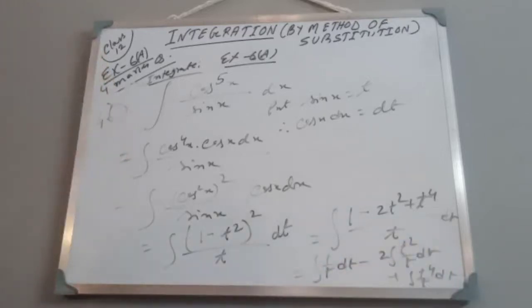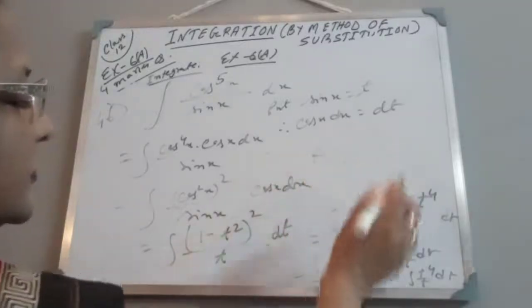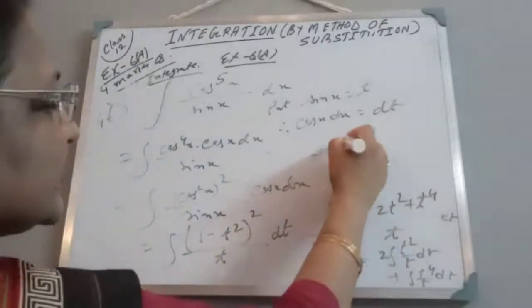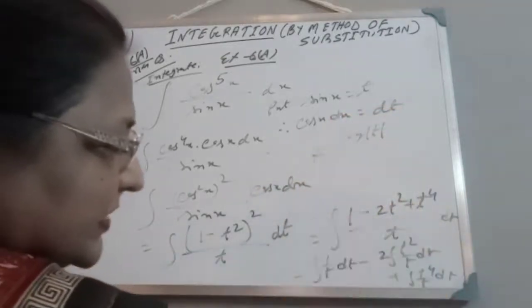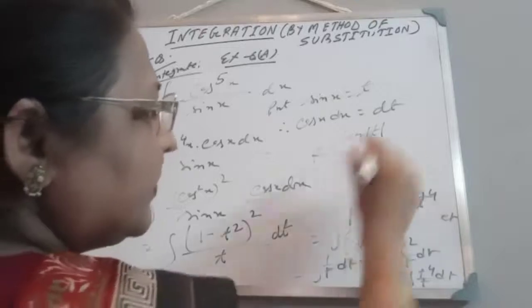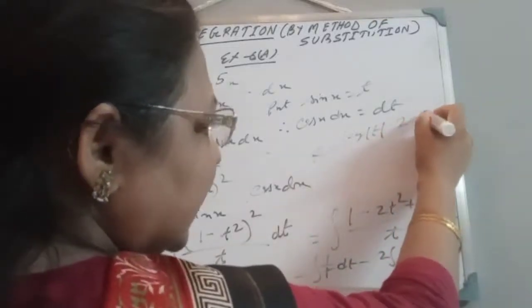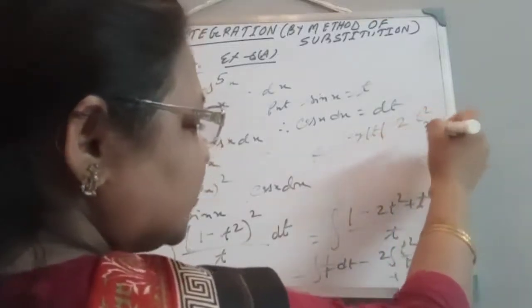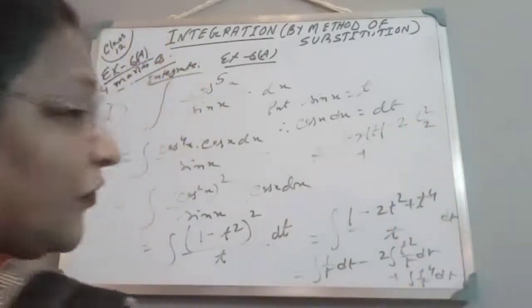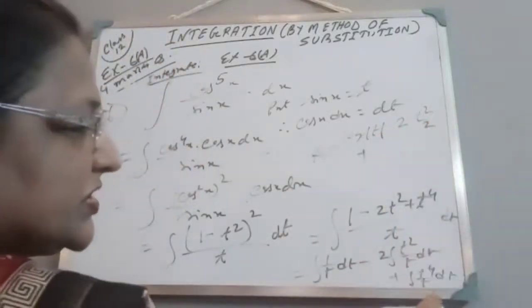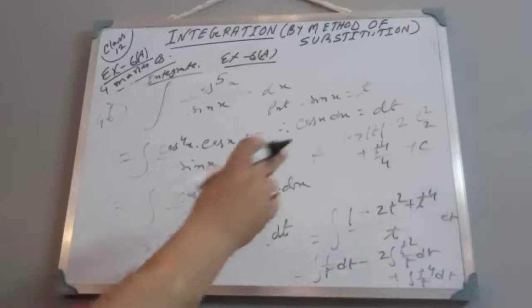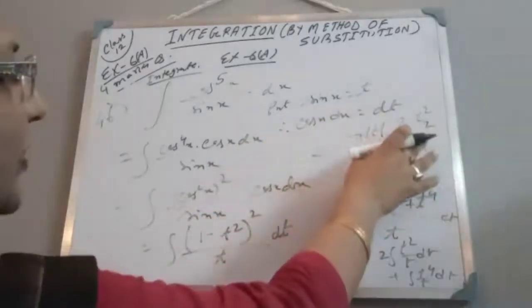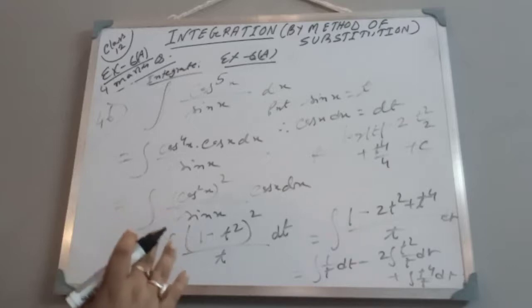Okay, just expand this, then what we will get? Integral 1 by t dt gives us log t, minus 2 integral t square by t, this is only t dt, so it is coming t square by 2, plus this is t to the power 4 by t, so it will be t cube. T cube integral means t to the power 4 by 4 plus c. All terms written, our integral sign now removed. Now we will just put the value of t.